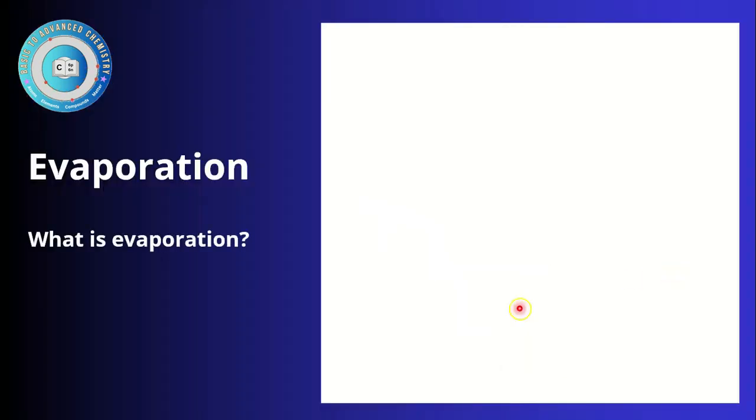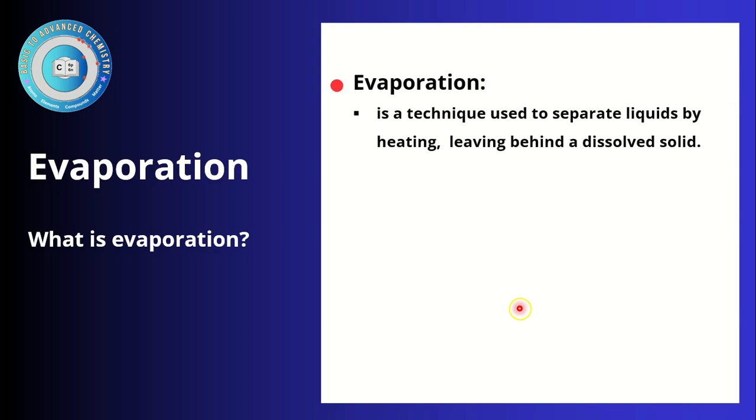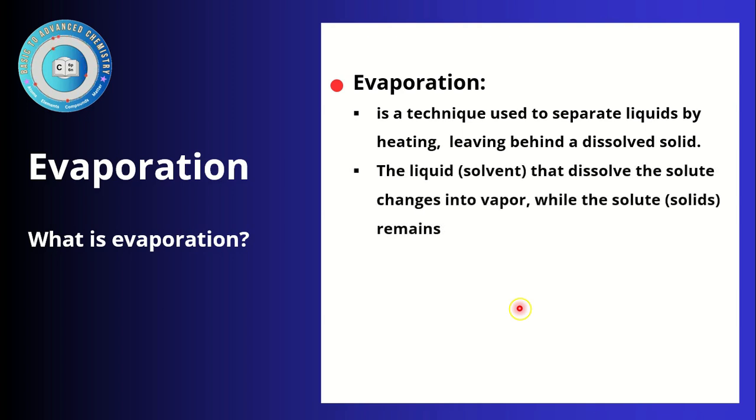The second one is evaporation. What is evaporation? Evaporation is a technique used to separate liquids by heating, leaving behind the dissolved solids. The liquid or solvent that dissolves the solid changes into vapor, while the solid or solids remain. For example, by using evaporation techniques, we can get salt from water.